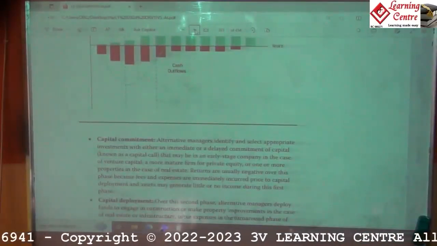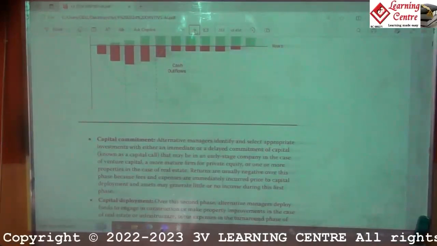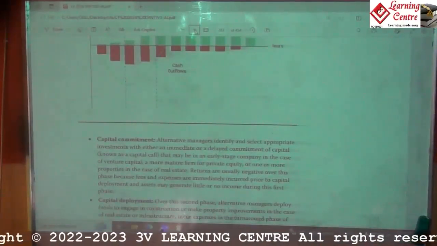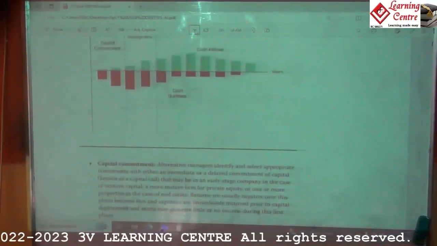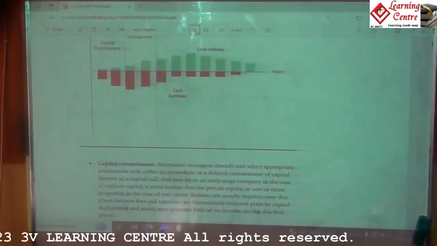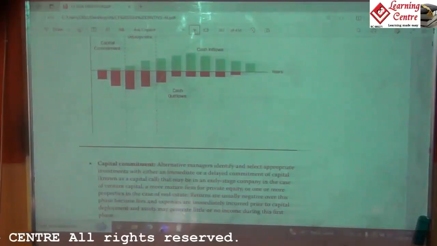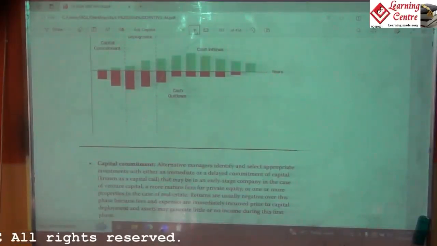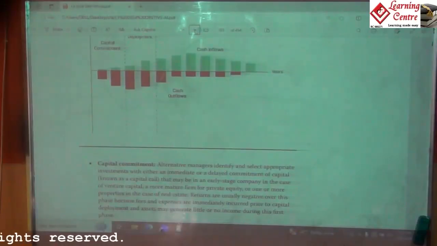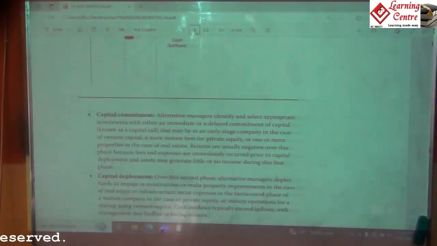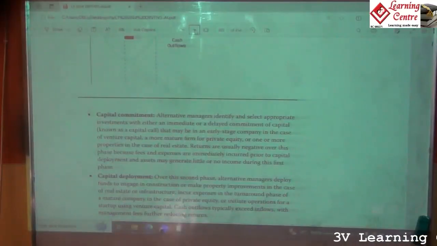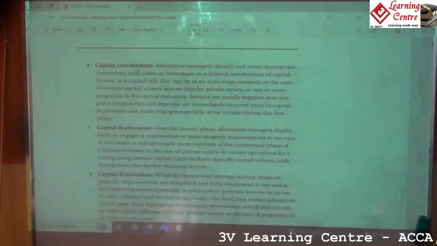Capital commitment. Alternative managers look for an organization, for people that have the money. During the capital commitment stage, the money is usually a loss. The next is capital deployment. Once you bring in the money, they will deploy it to different companies and readjust, rejig the company. At that point also, the investment is making a loss.